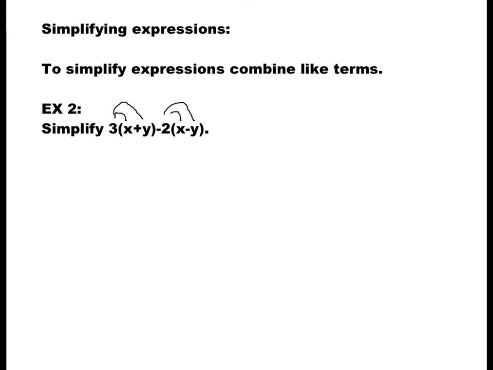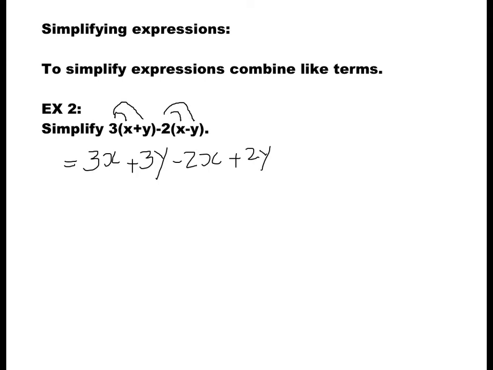3 times x is going to give me 3x. 3 times y is going to give me 3y. Negative 2 times x gives me negative 2x. Negative 2 times negative y is going to give me plus 2y.